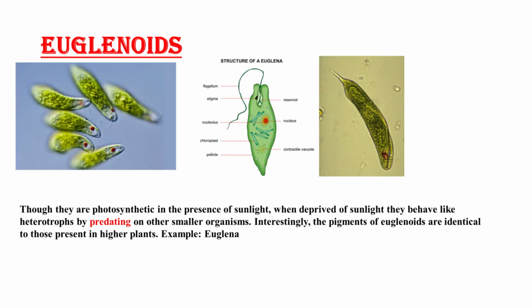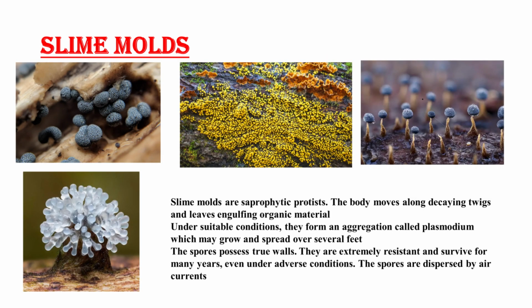Euglenoids. The majority of them are freshwater organisms found in stagnant water. Instead of a cell wall, they have a protein-rich layer called pellicle. Though they are photosynthetic in the presence of sunlight, when deprived of sunlight they behave like heterotrophs by predating on other smaller organisms. Interestingly, the pigments of euglenoids are identical to those present in higher plants. Example: Euglena.